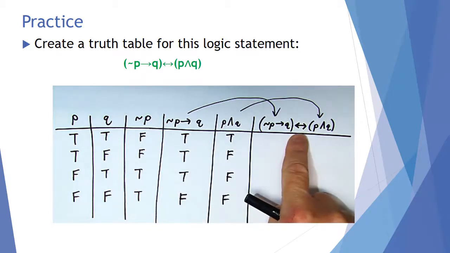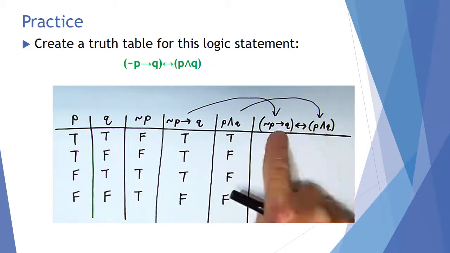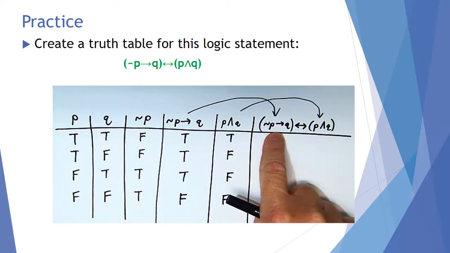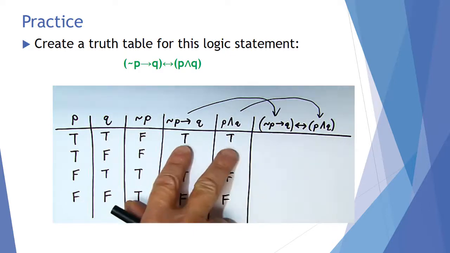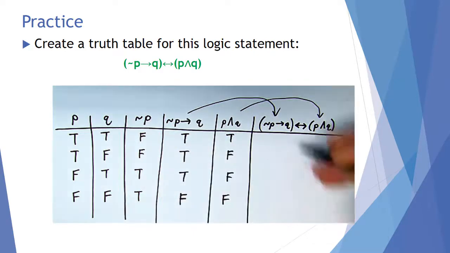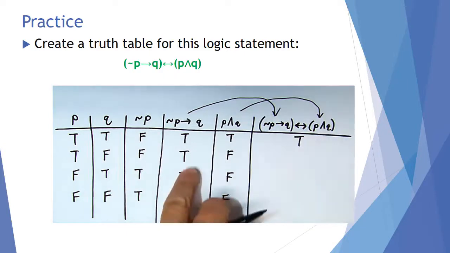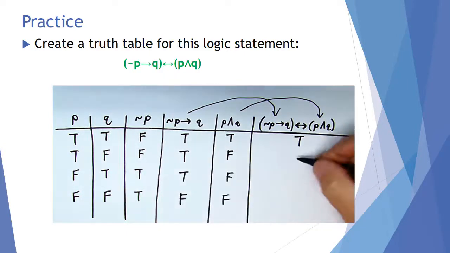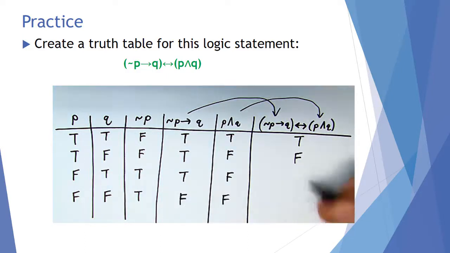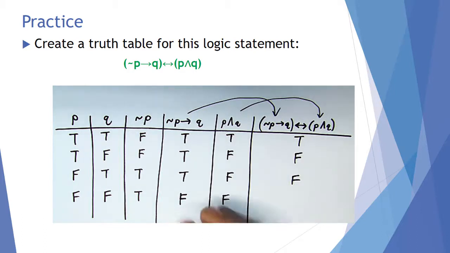Remember the biconditional, the double arrow, yields a true result if these two match, if they are the same. That is to say, one is true if and only if the other one's true. So here we go. Yep, those are matching, so that one's true. Here we have one but not the other. That makes the biconditional fail. Here we have one but not the other. That makes the biconditional fail. And here we have both fail, and that makes the biconditional true.